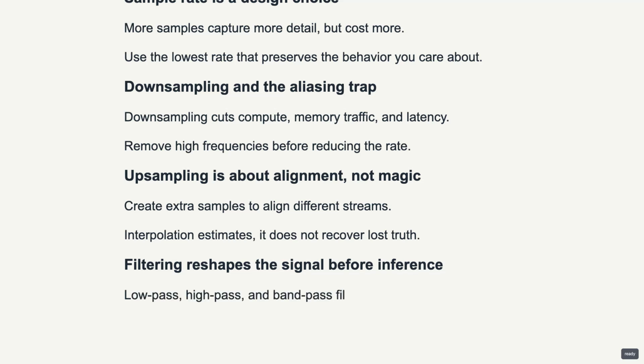A low-pass filter keeps slow changes and removes rapid ones, which helps with smoothing and downsampling. A high-pass filter does the opposite, while a bandpass filter keeps only a chosen frequency range. Even a moving average can be valuable because it is cheap and effective on small devices.